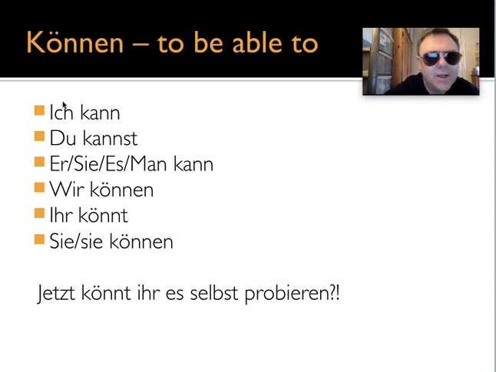Right, and then we've got our können, to be able to, the can verb, doing the can, if you like. Ich kann, I can. Du kannst, you can. Er kann, he can. Sie kann, she can. Es kann, it can. Man kann, one can. Wir können, we can. Ihr könnt. You can if you are a group. Sie können, you can. Posh version. Sie können, they can.